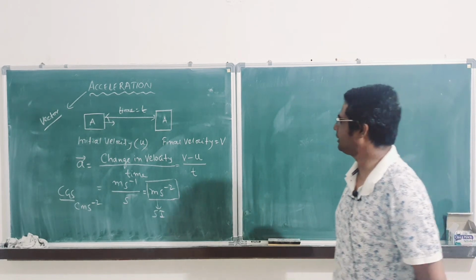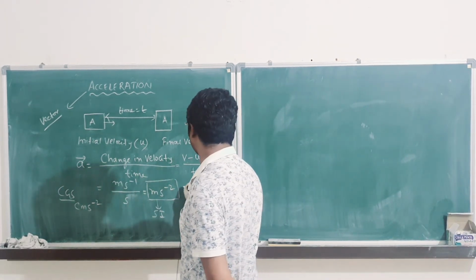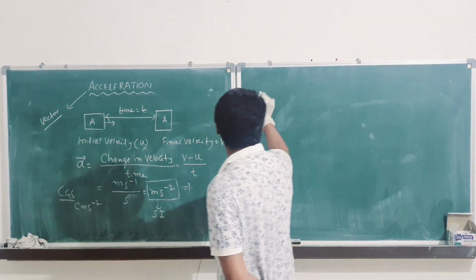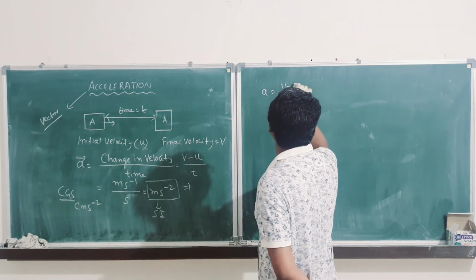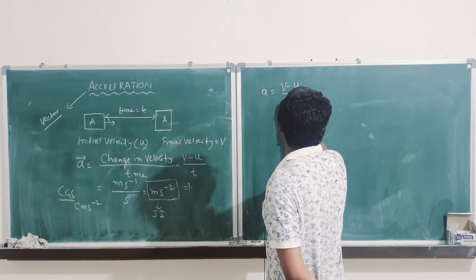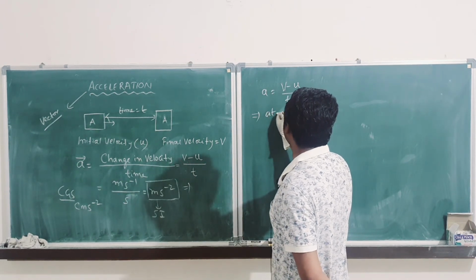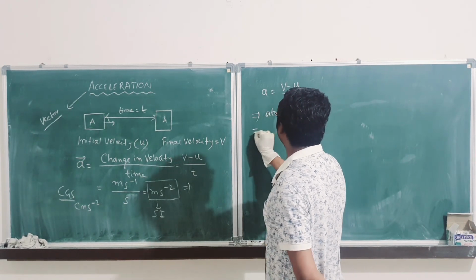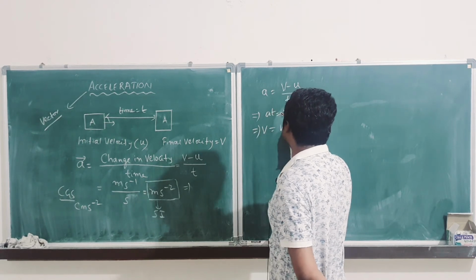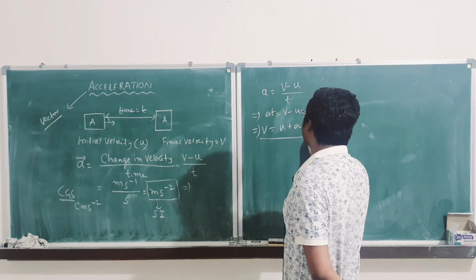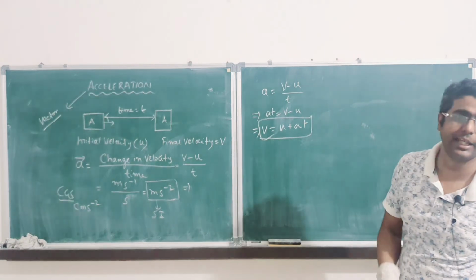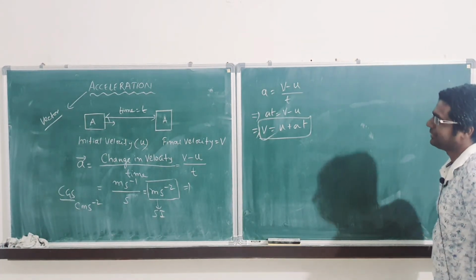So here I can write a is equal to v minus u by t. So I can write at is equal to v minus u. We can also write v is equal to u plus at. This is an equation of motion which we will study in detail later.